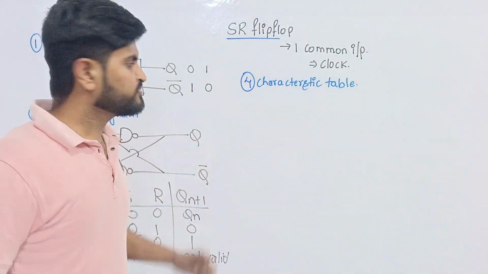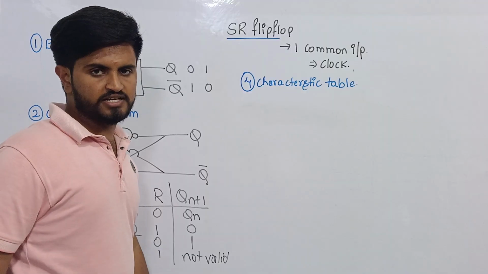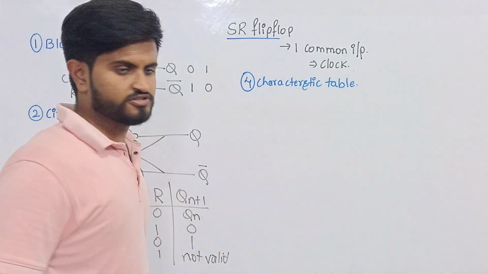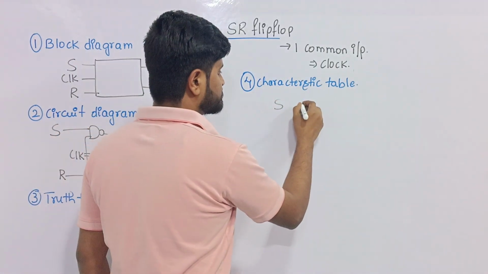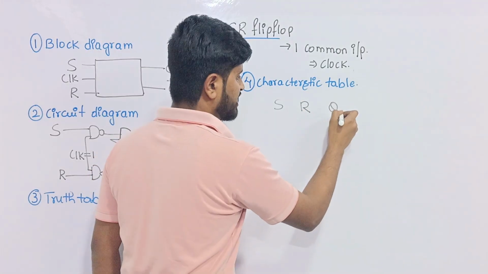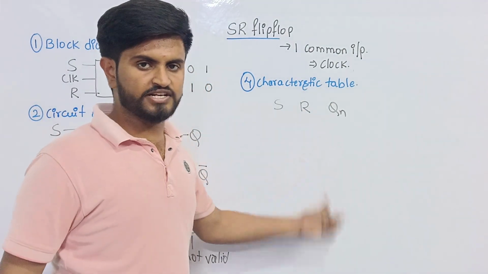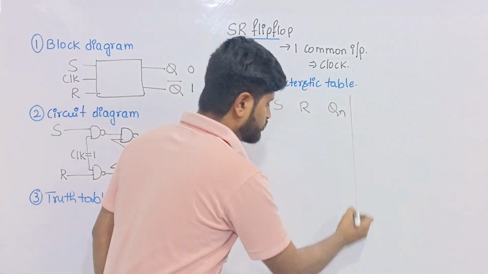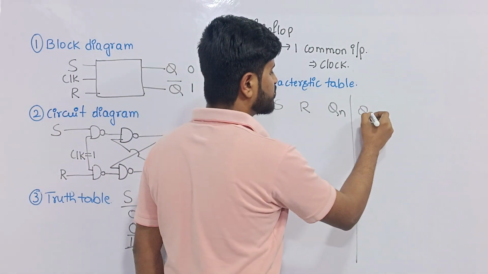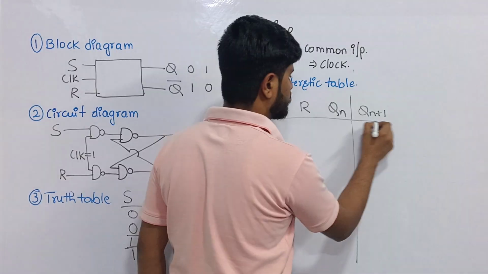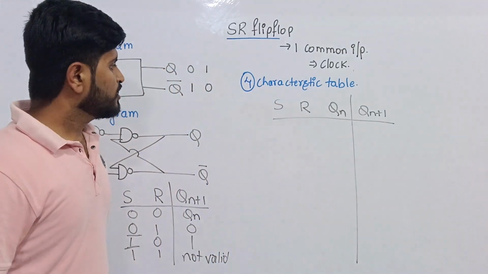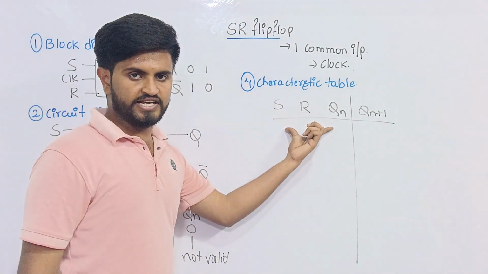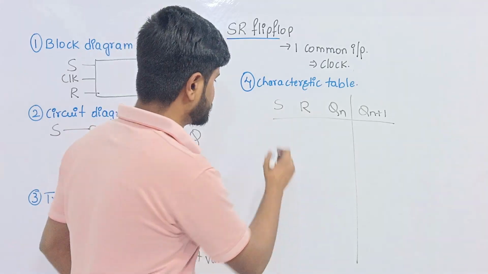Let's write it later. So how to design the characteristic table? We will be having three inputs here: one will be S, second will be R, and third will be the previous state output, that is Qn. What will be my output here in the characteristic table? Qn plus 1, that is the present state output, will be my output.